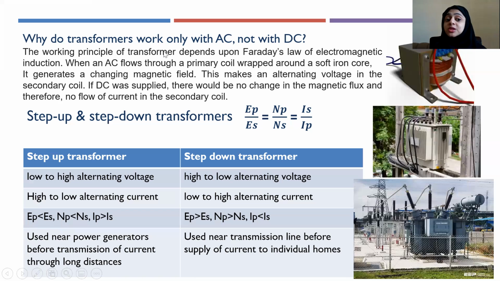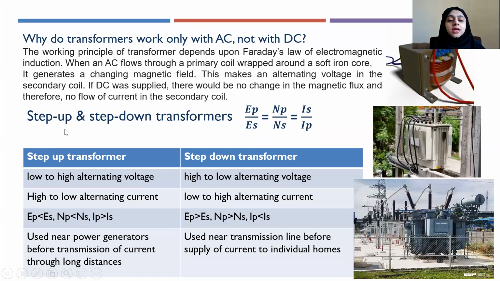So the working principle of transformer depends on Faraday's law of electromagnetic induction. When AC flows through a primary coil wrapped around a soft iron core, it generates a changing magnetic field. This makes an alternating voltage in the secondary coil. If DC was applied, there would be no change in the magnetic flux and therefore no flow of current in the secondary coil. So that is why transformers work only with AC, not with DC.